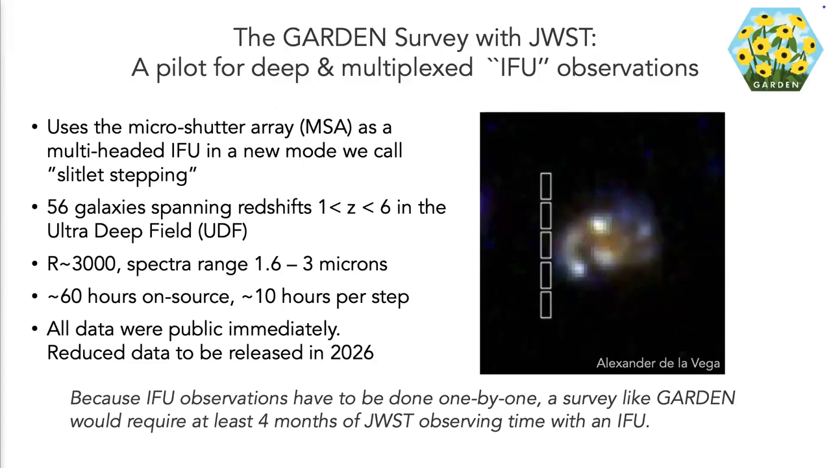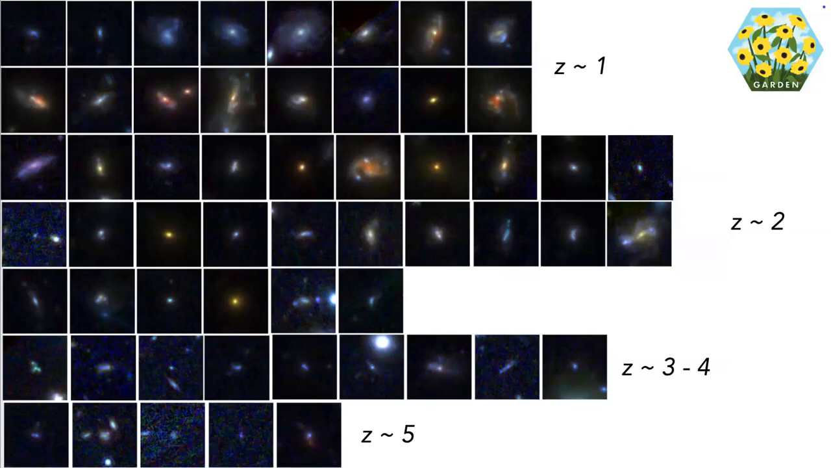We went very deep. We spent the last year and a half or so really working on the reductions, and you're welcome to talk with us about that. So 60 hours on source, 10 hours per step. All data were publicly available immediately, and we're hoping to release reduced cubes soon. If you did this with the IFU, it would take you like 4 months. So we thought it was worth it to try to see if it would work.